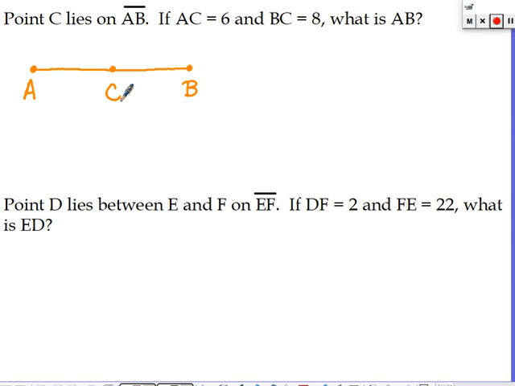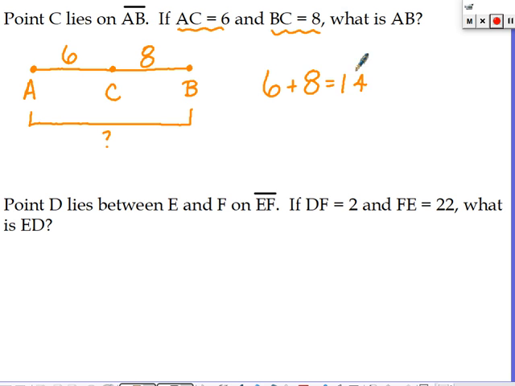Now I'm going to fill in my lengths. So AC is 6, so that's here. BC is 8, B to C is 8. And then it's asking me for the whole thing. It's asking me for AB. So to find AB, I'm just going to add my two pieces together to see that AB is 14.